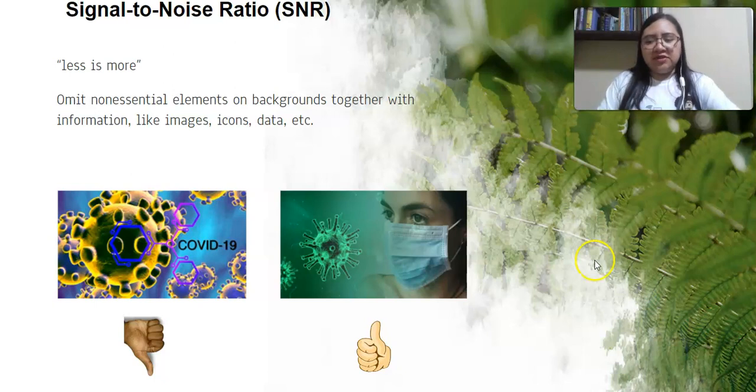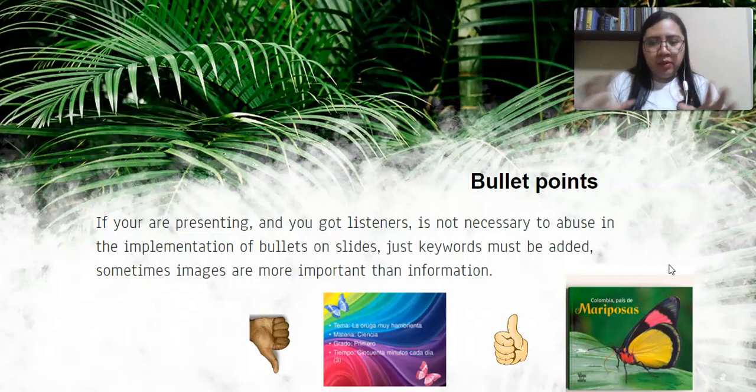Look at these pictures. The first one is too much. The second one is relaxed. You see the difference? Your eyes can just focus on one thing. So that's the main point here. Bullet points: if you are presenting and you have listeners, it's not necessary to abuse and implement bullets on the slides. Just keywords must be added.